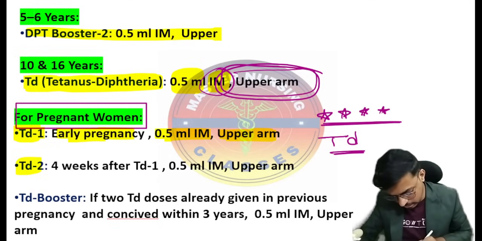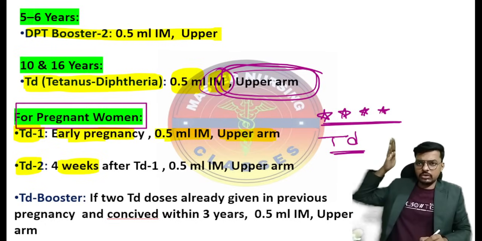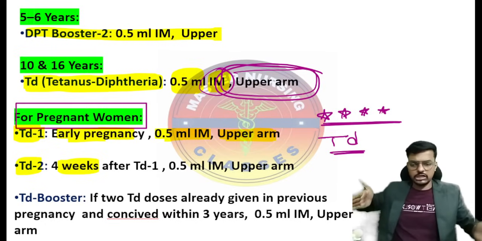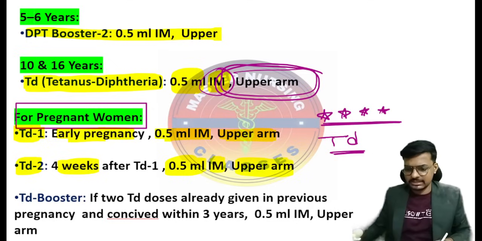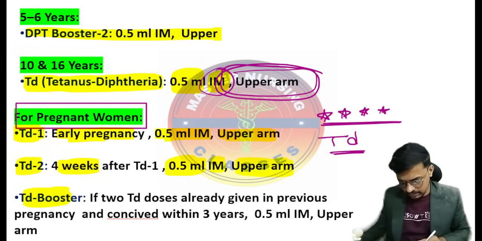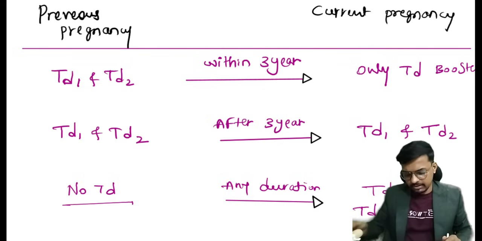Then TD2 with a 4 weeks gap, or 1 month gap, after TD1. TD1 today I have given, means after 1 month I will give TD2. Again the same 0.5 ml, intramuscular route, upper arm will be the site. Then the TD booster in the pregnant woman. Remember this concept.